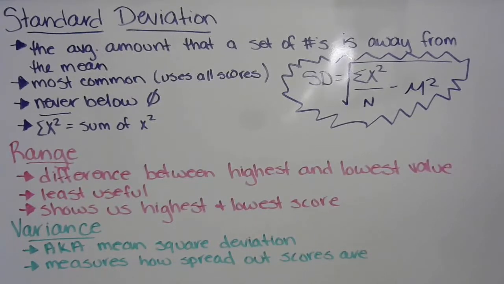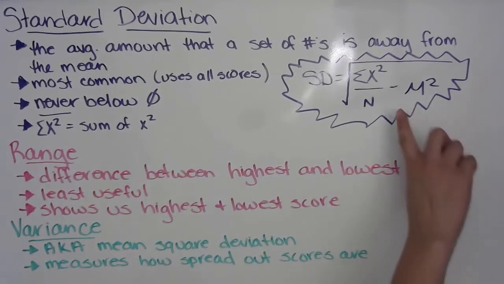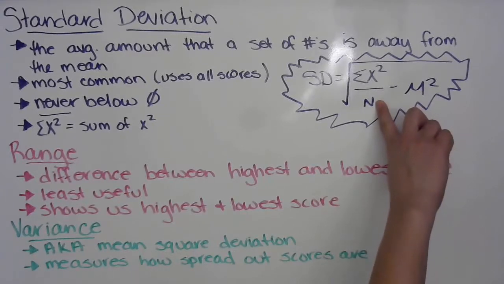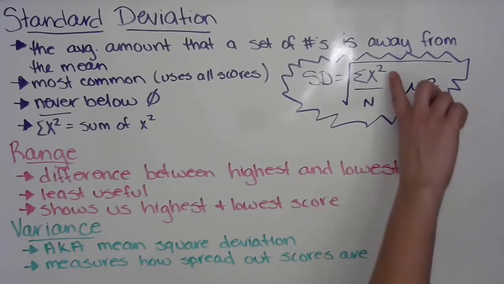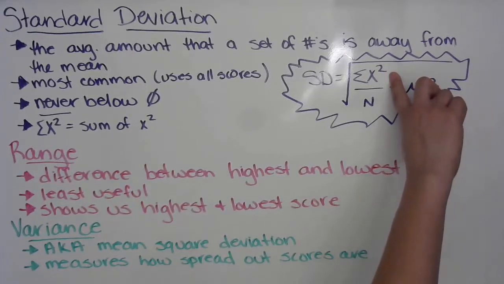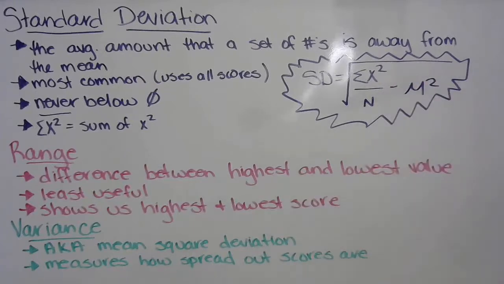So when you look at our formula over here, we already know that our N value is how many people we have in our study or in our research. We have our M here, which is the mean. And for standard deviation, we're going to square that. And we have a new symbol here, which is the ΣX squared, which is the sum of x squared. And I will show you how to find that out in just a second.